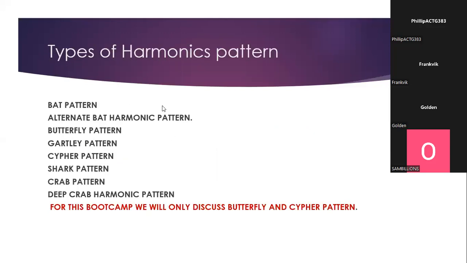We have the BAT, alternate BAT, butterfly, Gartley, Cypher, Shark, crab pattern, deep crab. For this bootcamp, I'll just major on the butterfly and the Cypher harmonic pattern.